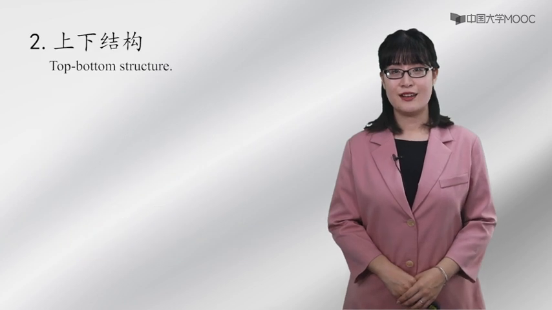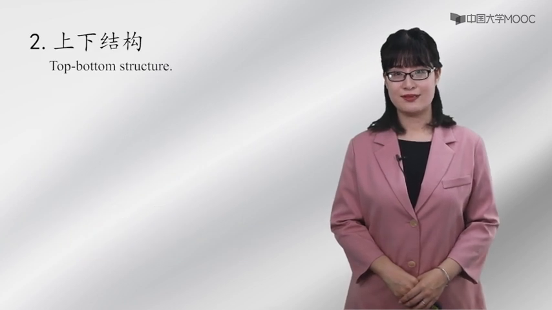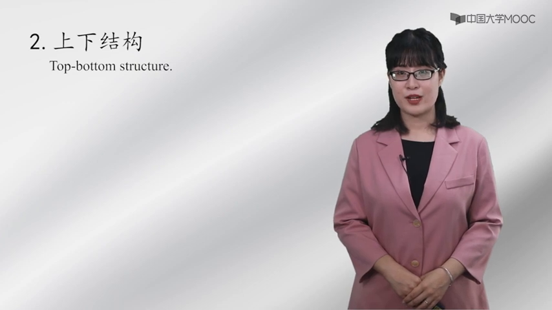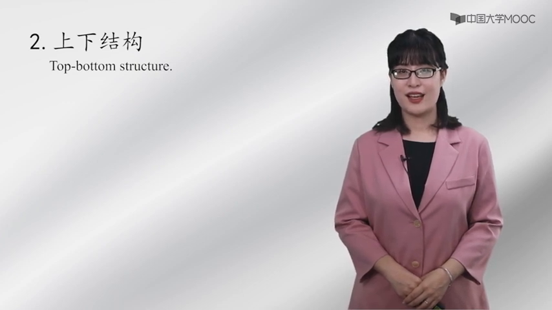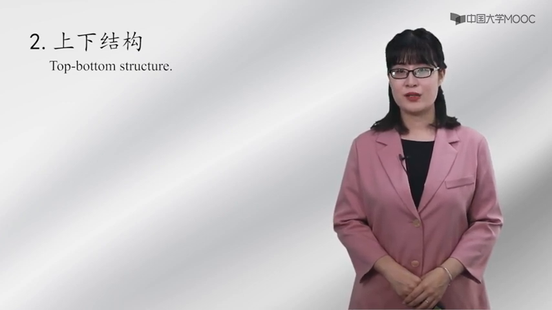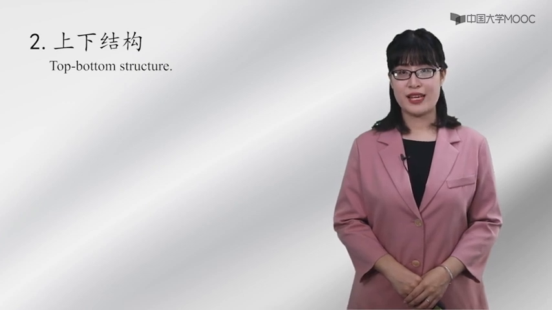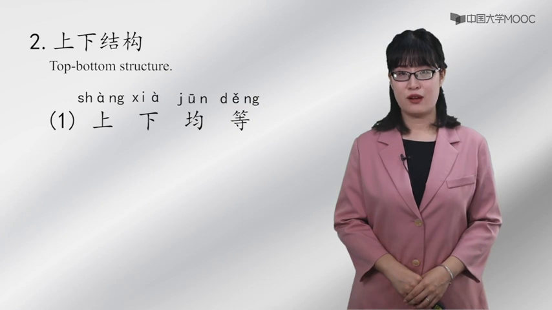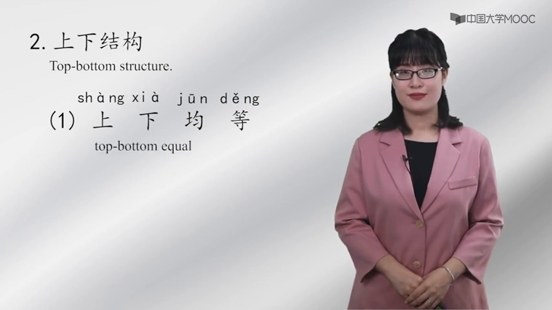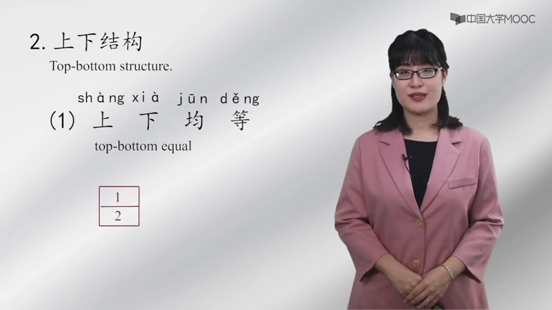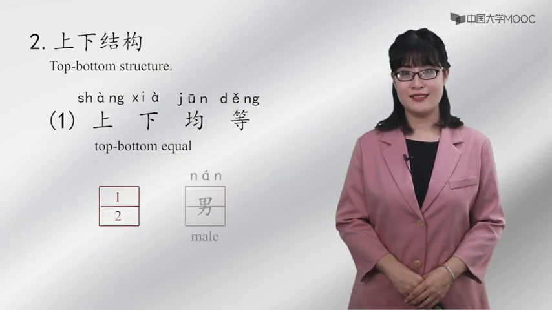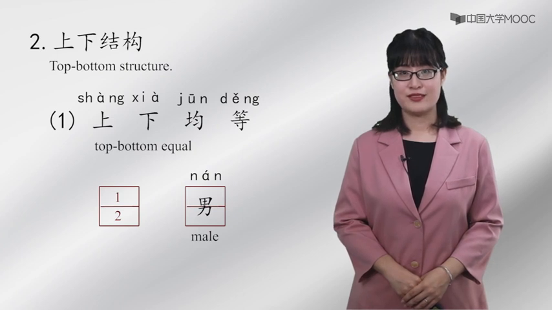二、上下结构. Top-bottom structure. There are three common top-bottom structures. The first one is 上下均等, top-bottom equal. For example, 男, male.